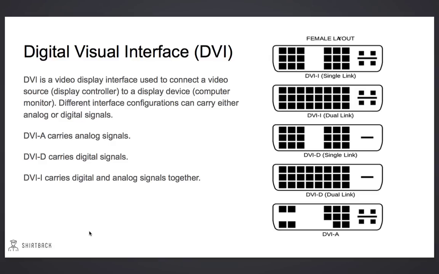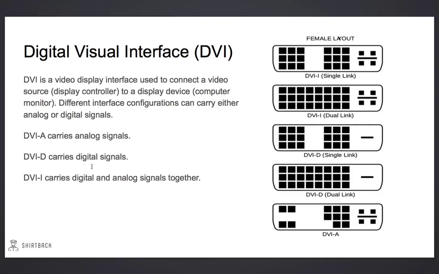DVI stands for Digital Visual Interface. There are 5 types. They are all listed in the screenshot to the right of the screen. The 3 common signal types to be familiar with are DVI-A, D, and I. DVI-A carries only analog signals. The A stands for analog.